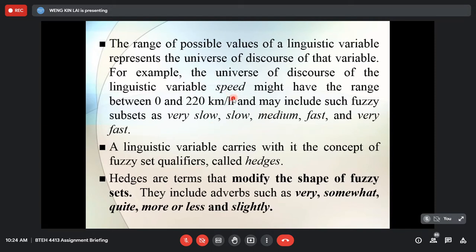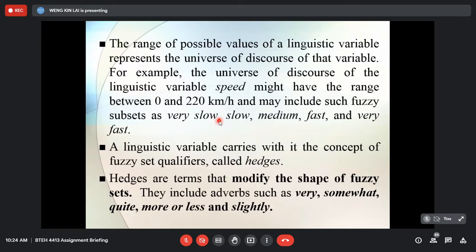On top of that, the linguistic variable speed, for example, carries with it the concept of fuzzy set qualifiers called hedges. Actually, it has been introduced here; we just didn't realize that. What are hedges? Hedges are terms that modify the shape of your fuzzy set. For example, the hedge here is very. It modifies the shape of the variable slow, so it becomes very slow. They include adverbs, and these are the common hedges: very, somewhat, quite, more or less, or slightly. So it becomes very slow, somewhat slow, quite slow, more or less slow, and slightly slow.